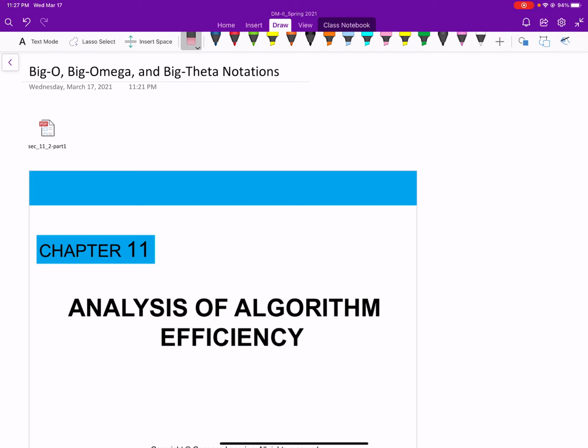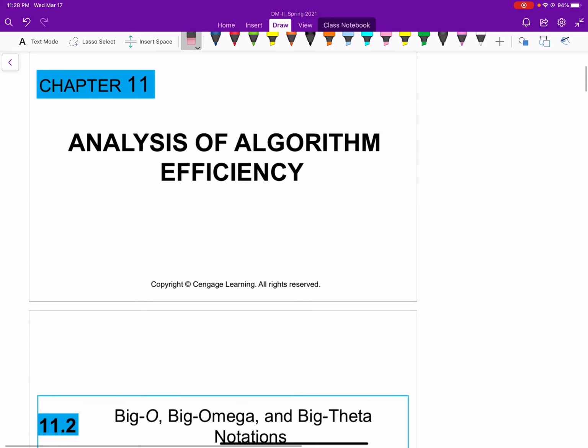Hello, today we are going to move to section 11.2. In this section, we are going to talk about three notations. Those three notations are Big O notation, Big Omega notation, and Big Theta notation. And this is chapter 11, where we learn analysis of algorithm efficiency.